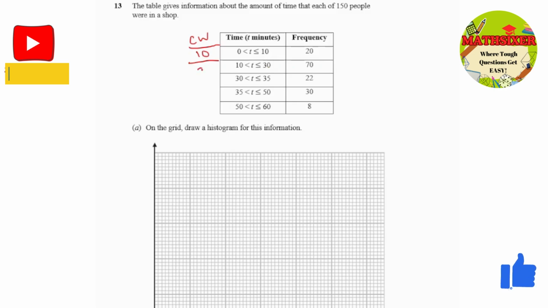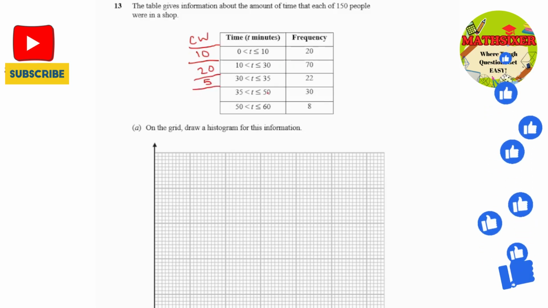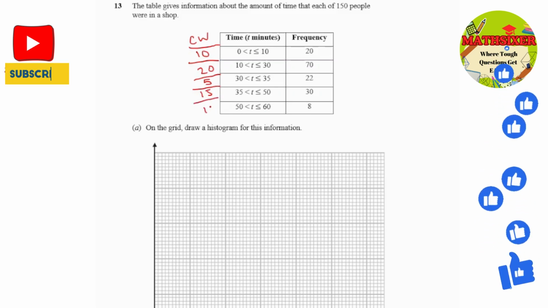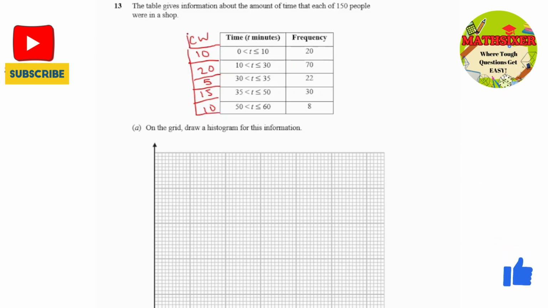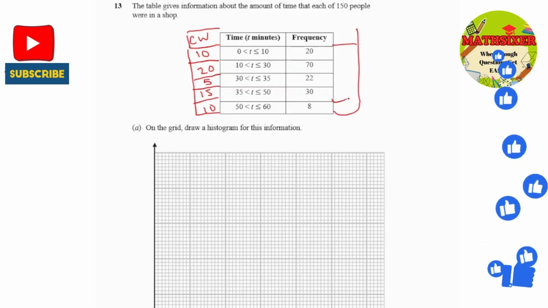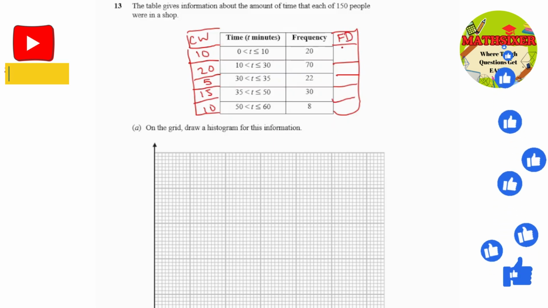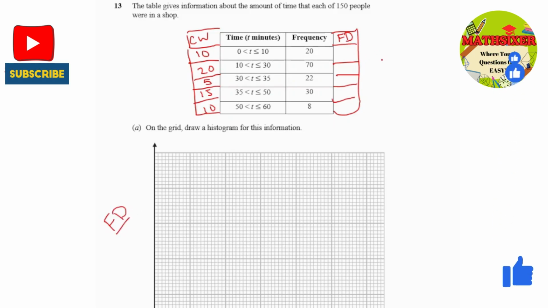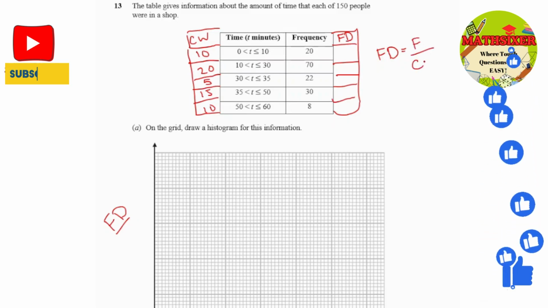So 10 to 30 is 20. And 30 to 35 is 5. And 35 to 50 is 15. And 50 to 60 is 10. So we can clearly see that the class width is different. If the class width is different, we have to use frequency density. Okay. And what is frequency density? So we're going to use frequency density instead of frequency. So on the y-axis, we're going to use frequency density. The formula for frequency density is frequency divided by class width.